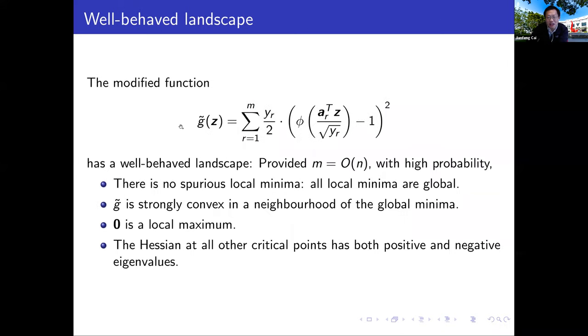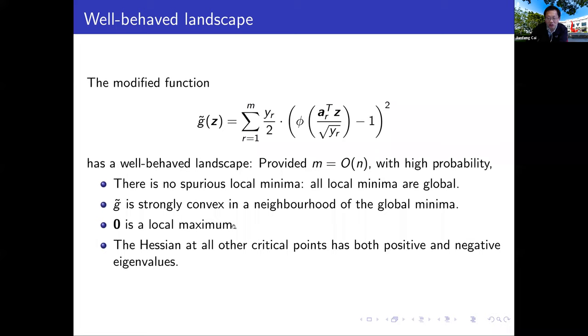So we can prove that this smooth amplitude least square has a well-behaved landscape, provided M equals to N with high probability, there is no spurious local minima. All local minima are just global. And secondly, G tutor is strongly convex in the neighborhood of the global minima. And zero is a local maximum. And the Hessian at all other critical points has both positive and negative eigenvalues.